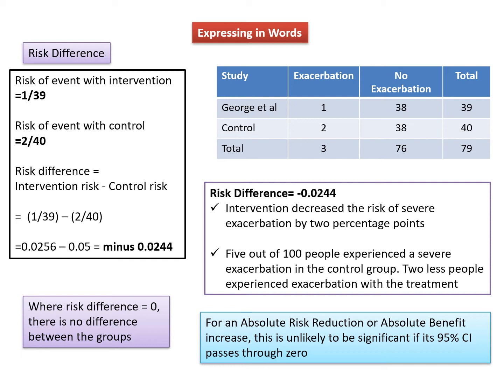Well, the intervention decreased the risk of severe exacerbation by 2 percentage points. Or you could say 5 out of 100 people experience an exacerbation in the control group, 2 less people experience exacerbation with treatment. Where the risk difference is 0, there is no difference between the groups. When the 95% confidence interval intercepts through 0, this means that the absolute risk reduction or absolute benefit increase is unlikely to be statistically significant.